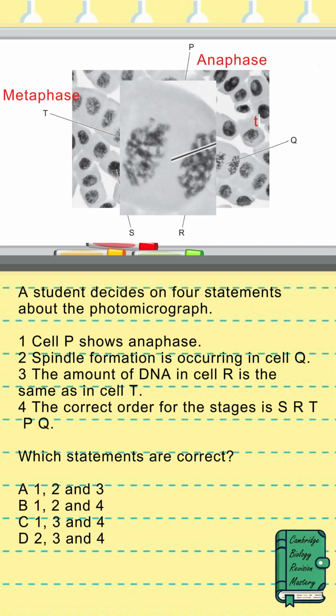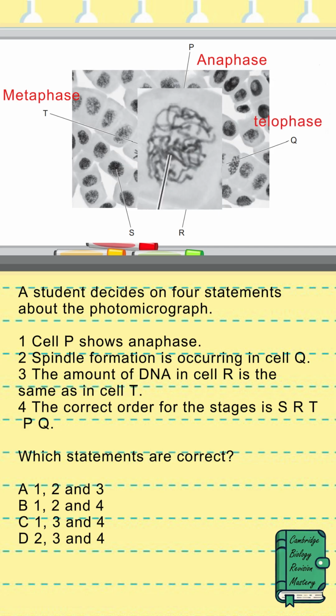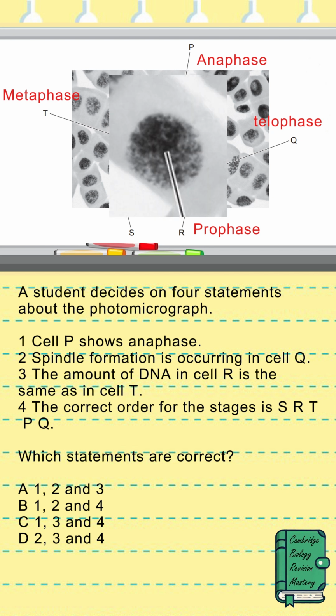For R, we can see that the material in the center of the cell, which still looks like a nucleus shape, has started coiling up, so we can see definitive structures which are beginning to become chromosomes. That means it's prophase, which is just happening after interphase. Our last letter, which is S, shows a quite clear interphase because none of the chromosomes are condensed, and we can see that the nucleus is still held within a membrane because it's in a circle in the middle of the cell, or a nuclear envelope.